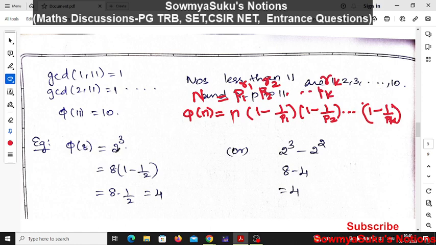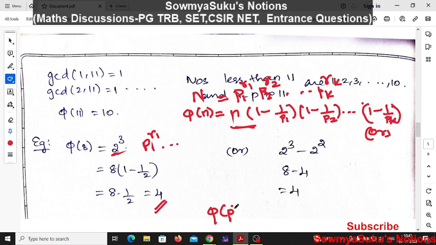So 8 you can write as p power r or p1 power r1. No other is there. So 2 cube. So use this formula. What are you getting? 8 into (1 minus 1 by 2), here p is 2. So do this, which is equal to 4. Or you can use another formula, the other formula you can write, phi of p.